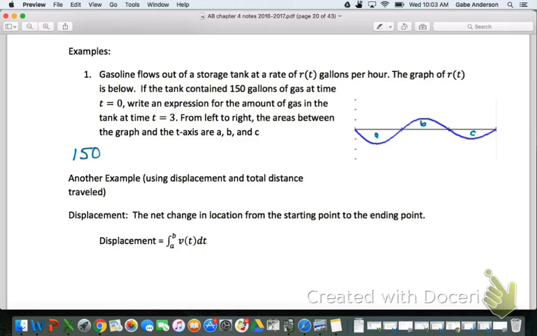So if you want to know the amount that's there, don't you have to know how much you had to begin with? And then you add to that the change. Okay, so I'm going to say 150 plus what you guys suggested, the integral from 0 to 3 of r of t dt. This would be an expression for the amount of gasoline in the tank at time t equals 3. But let's take it one step further.